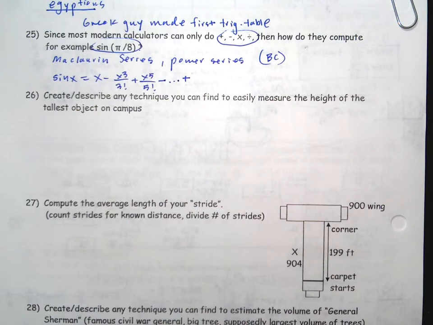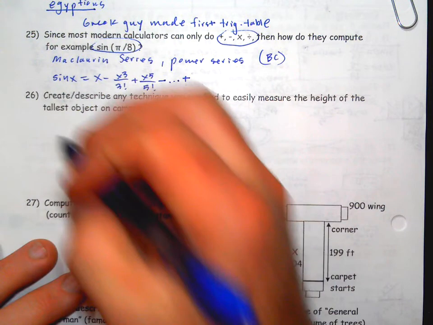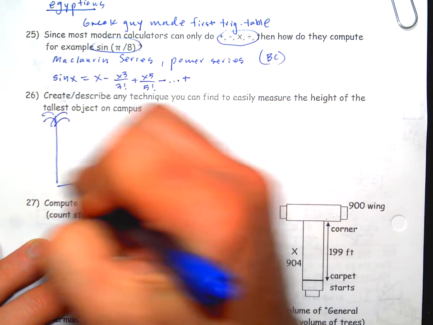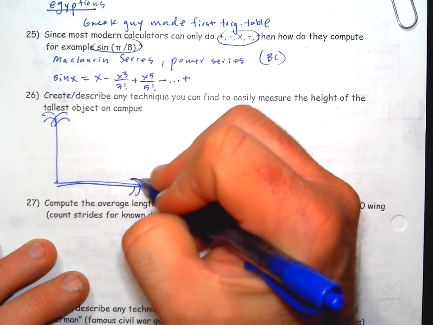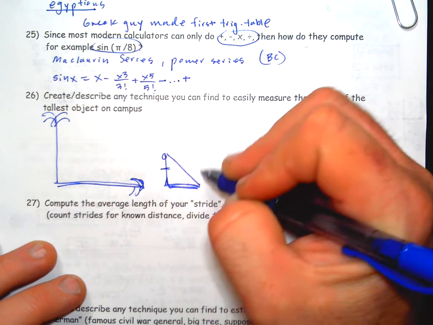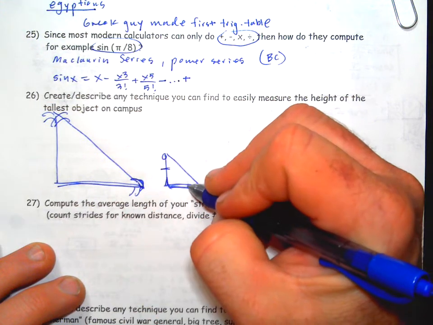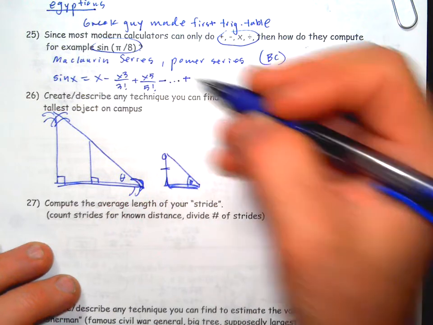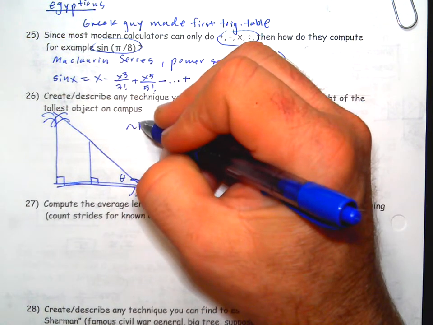Describe any technique you can find to easily measure the height of the tallest object on campus. Like, I don't know, the Clark Center or a big palm tree. There's a bunch of different ways. You could measure the shadow of a palm tree, and then measure your own shadow. And then this angle is the same for both of these. So you've got similar triangles, right triangles.